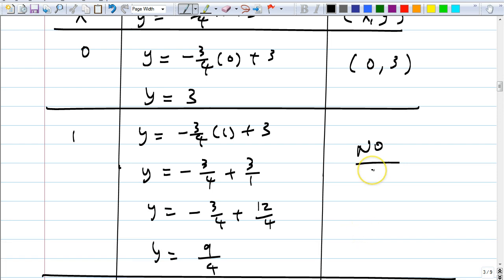Well, I wrote no. How come I wrote no? Tell me, why didn't I write 1 comma 9 over 4? Not a whole number. Yeah, because 1 is a whole number, but they want both the X and Y coordinates to be whole numbers. So you can't use that one.